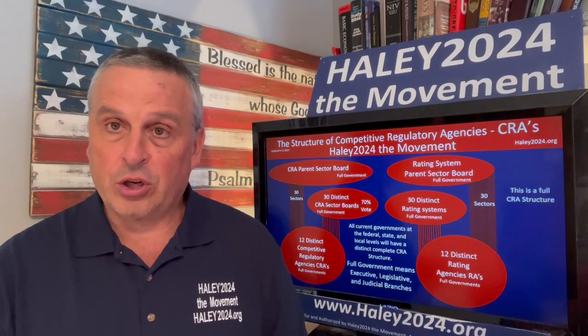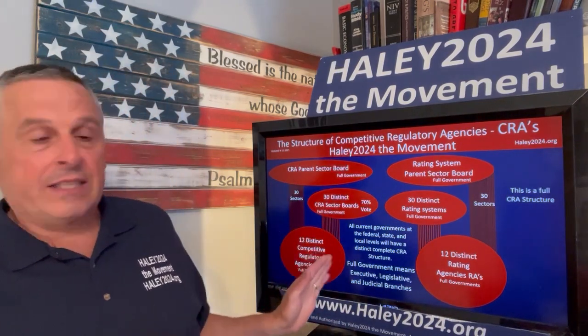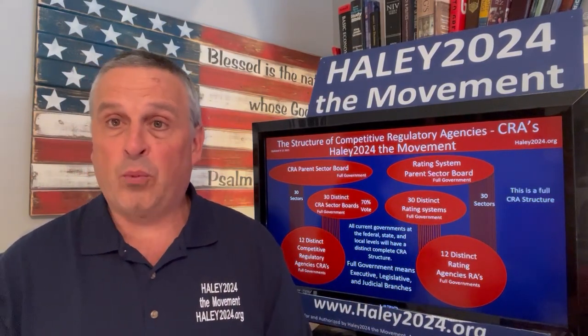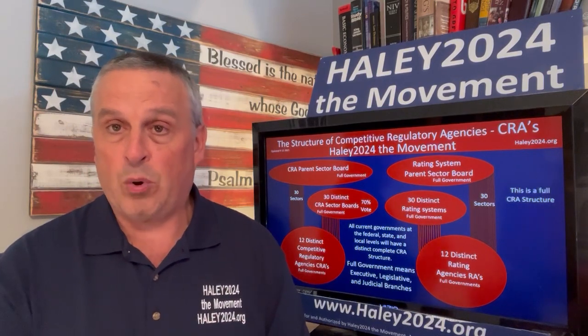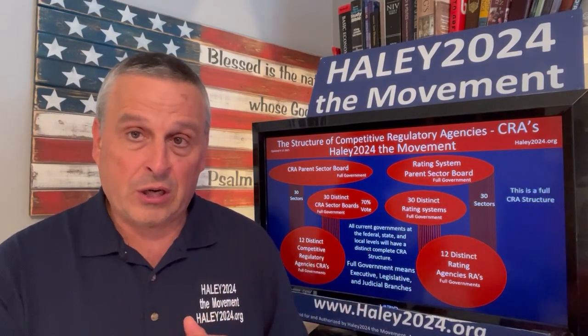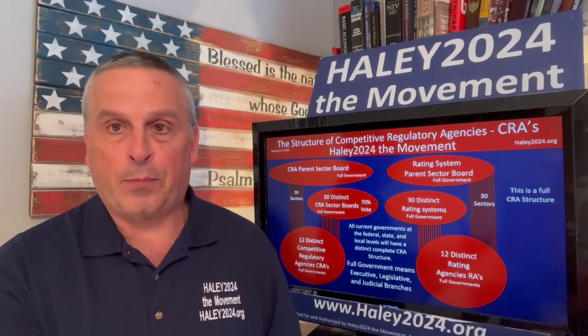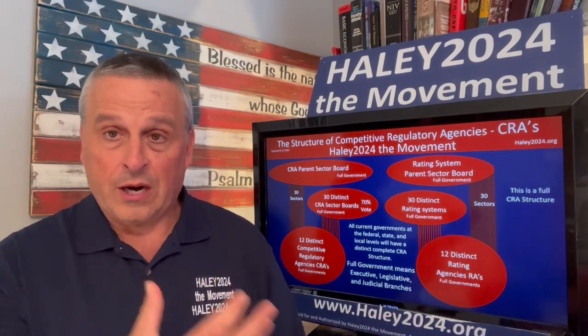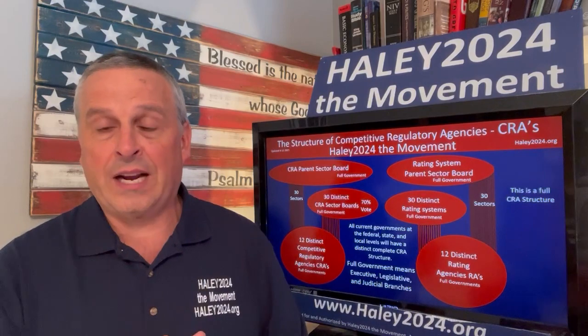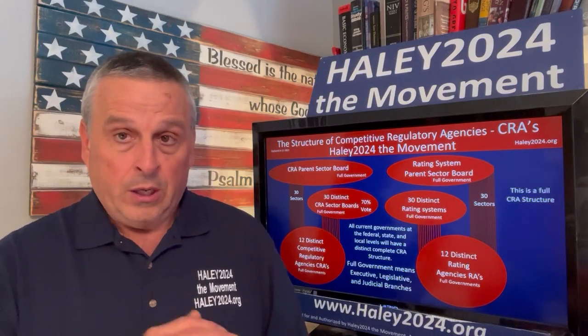Let's go to the next screen first. This is the full CRA structure. Over here you have the governing side, over here the rating system side. The governing side governs and does probably 95% of what needs to happen government-wise. You can have your governing agency do it for you, or you can have your governance do a slight oversight and have free enterprise do it for you. So for example, law enforcement or the courts or the prisons and the like.